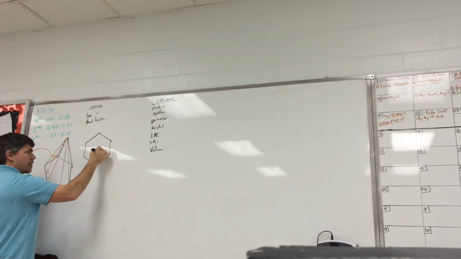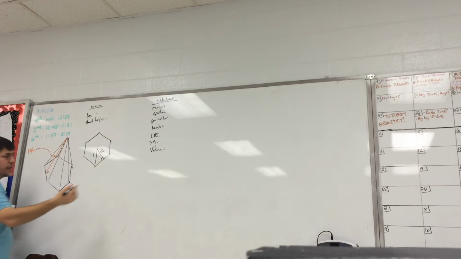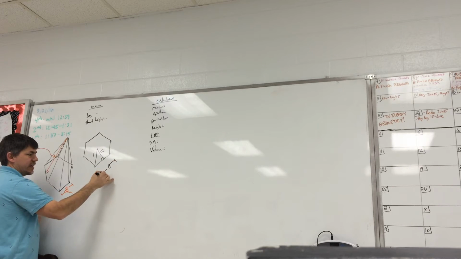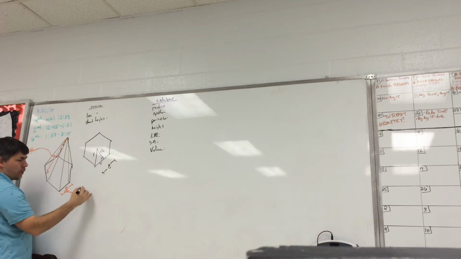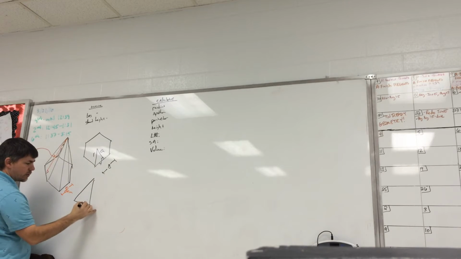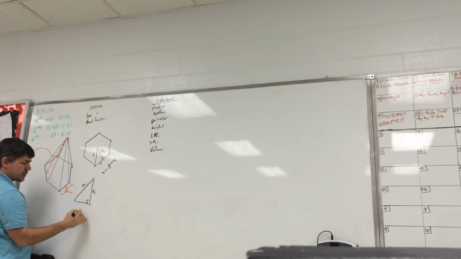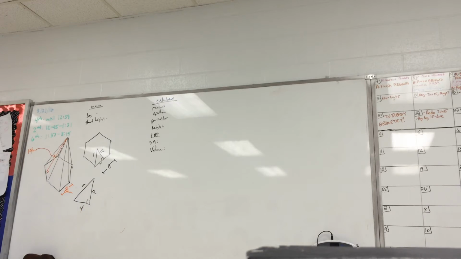I'm going to put my r there, put my apothem there. The measurement here is 8. So how much is the small side of my triangle? 4. So here is my triangle: here's the apothem, here's the radius, here's 4. Now, n minus 2 times 180. 6 minus 2 is 4, times 180 is what?